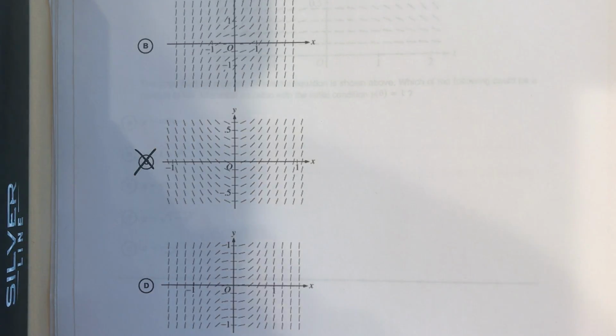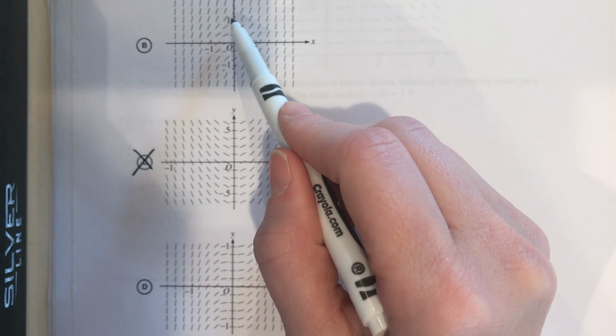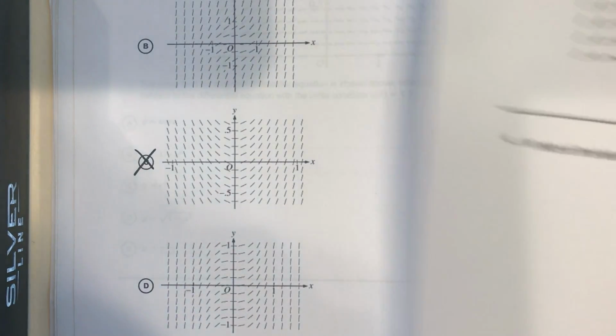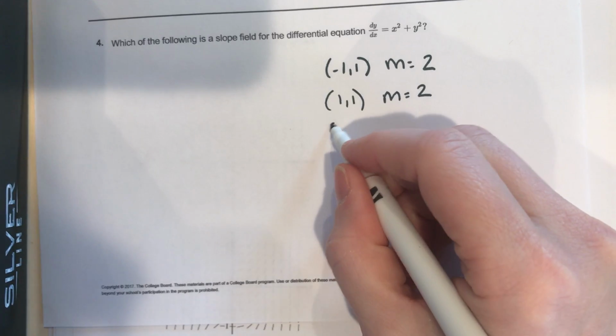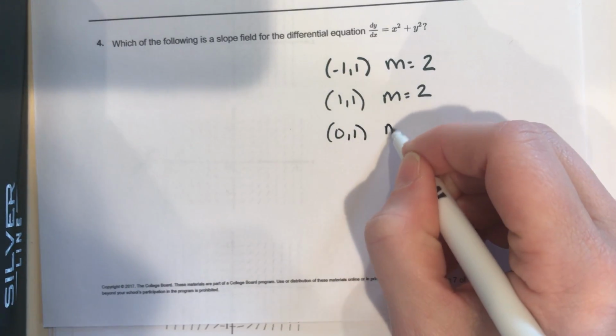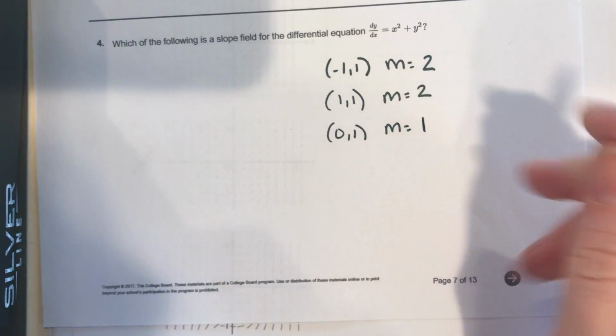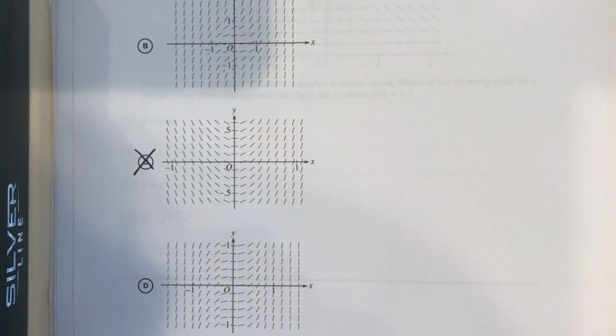Okay, so looking at B and D, I'm going to find a point where they're definitely different, so I can check one last point. If you look at (0, 1) on D, we have a 0 slope. And on B, (0, 1) gives us a positive slope. So I'm going to check (0, 1) next. At (0, 1), the slope is 1, not 0. So that means it can't be D. It's got to be B.